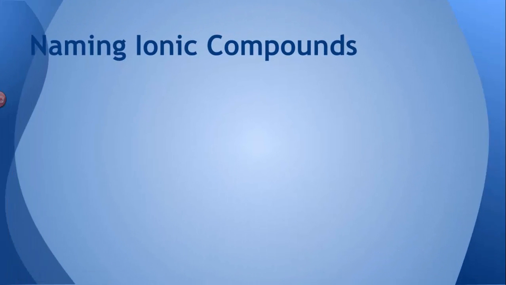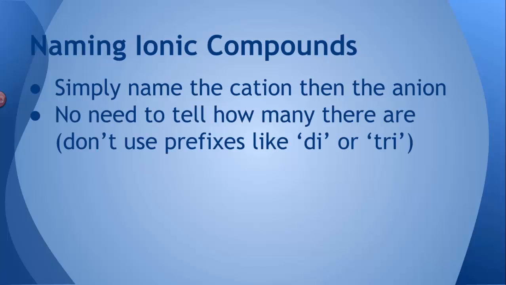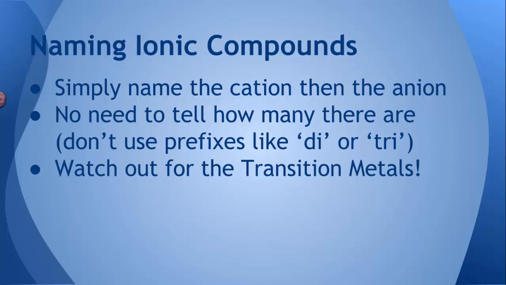So if you want to name ionic compounds now, it's very simple. Naming them is easier than writing their formulas, in my opinion. All you have to do is just name the 2 ions. You don't have to tell how many there are. A lot of people like to, for example, in MgCl2, say magnesium dichloride because there's 2 chlorines. You don't have to do that, because there's only one way that magnesium and chlorine can ever go together in an ionic compound, and it has to be 1 magnesium and 2 chlorine, so you don't have to say it. Just say magnesium chloride.